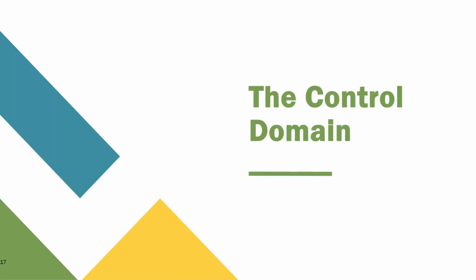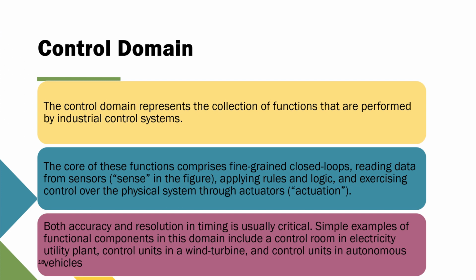Now let us look into the first one, which is the control domain. The control domain is basically a collection of functions that are performed by the industrial control system. When we create something, there is supposed to be one control system that controls all the sensors, all the end nodes, and the overall system of functions that we create.